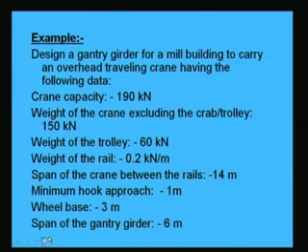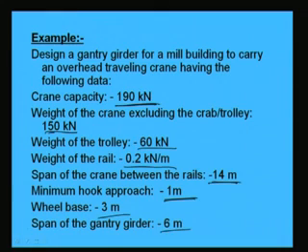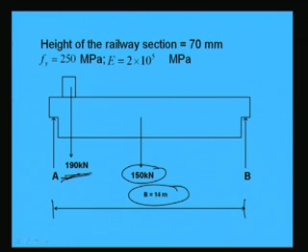So, what we have seen is that the crane capacity is given as 190 kilonewton, the weight of the crane excluding crab or trolley weight is 150 kilonewton, the weight of the trolley is 60 kilonewton, the weight of the rail is 0.2 kilonewton per meter, the span of the crane between the rails is 14 meter, the minimum hook approach is 1 meter, the wheel base is 3 meter, and the span of the gantry girder is 6 meter. If we draw the diagram of the gantry girder, the crane span is 14 meter, the weight of the crane excluding the trolley is 150 kilonewton, and the crane capacity is 190 kilonewton. Let us put this as A and this as B, because we will be required to find out the moment etc.